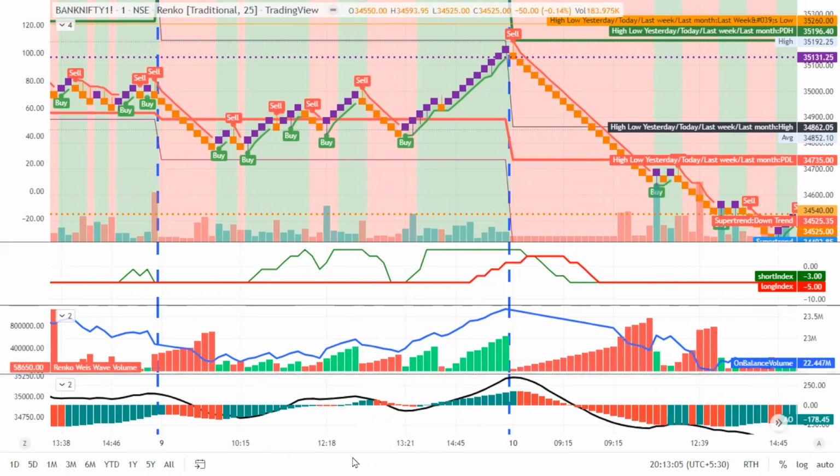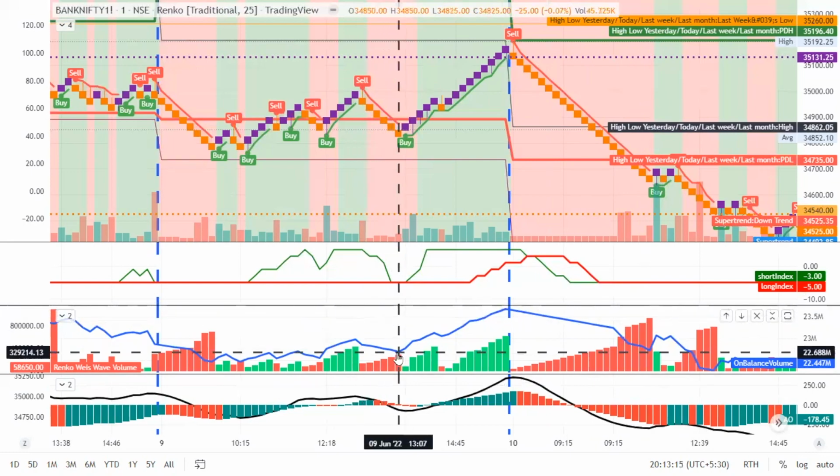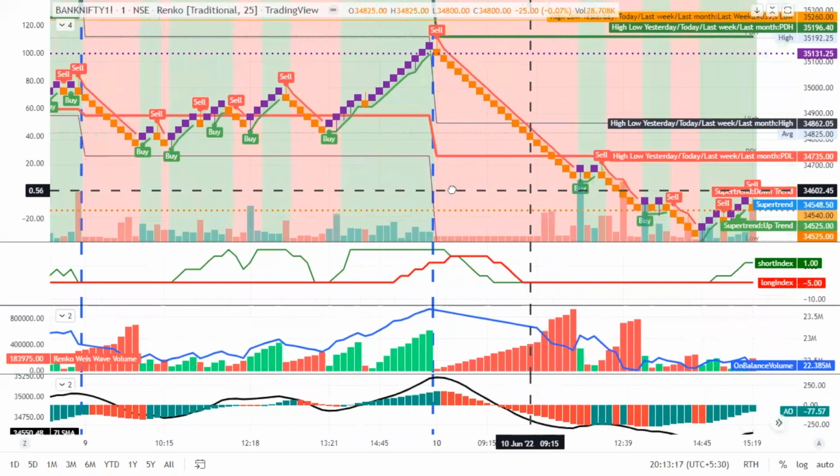Now I don't know which day it is. There seems to be a very strong downward trend. What day is it, Nilesh? It is the 10th. So this one is the 10th, this one is the 9th. See the 10th, a complete downward trend.